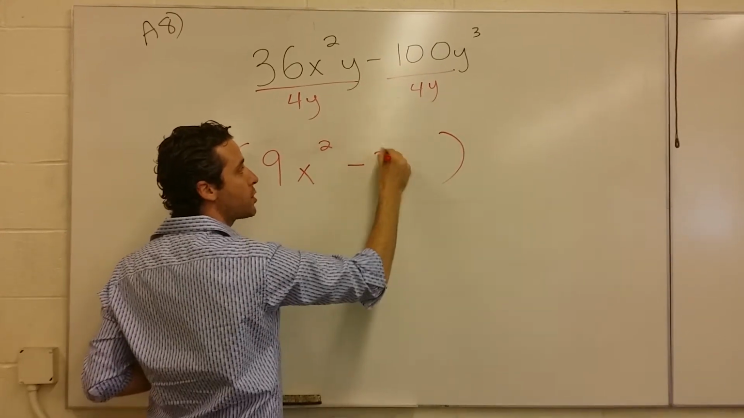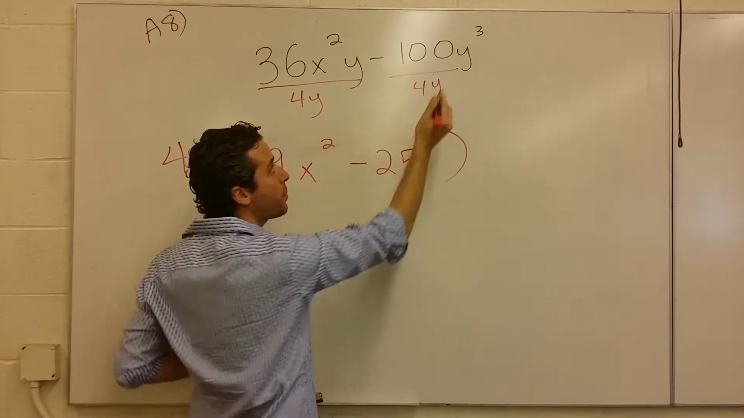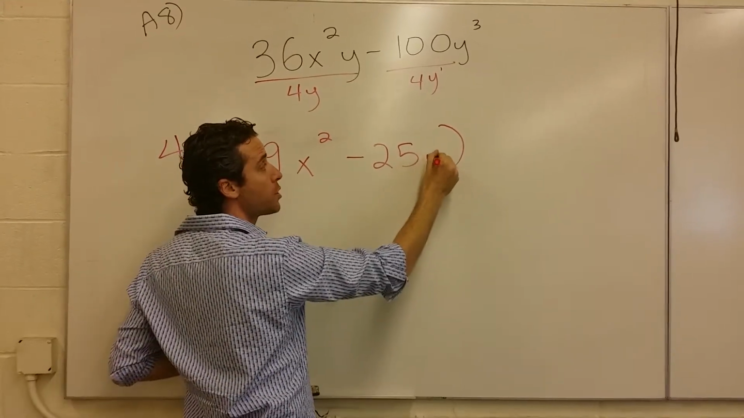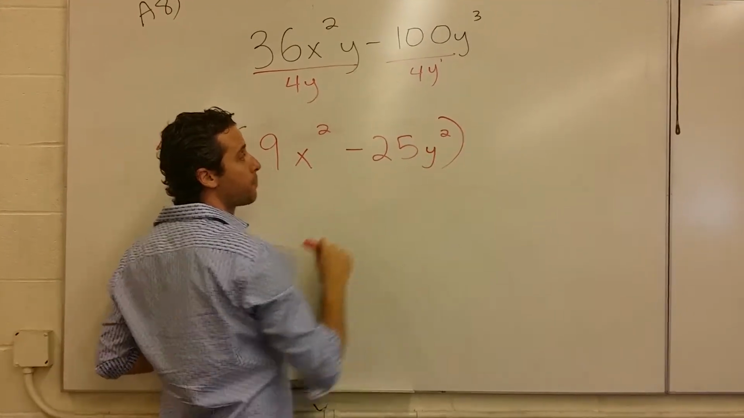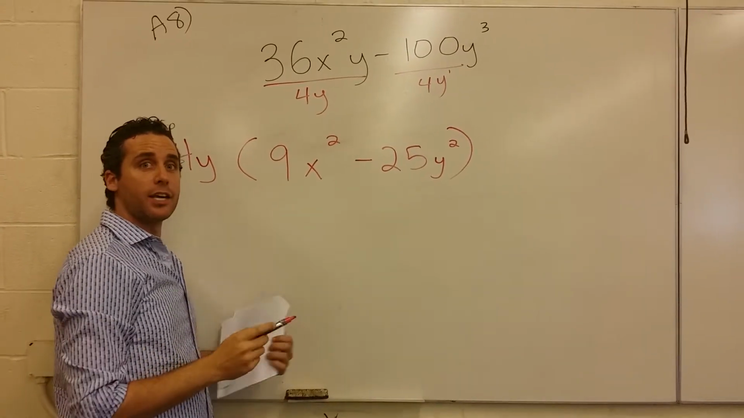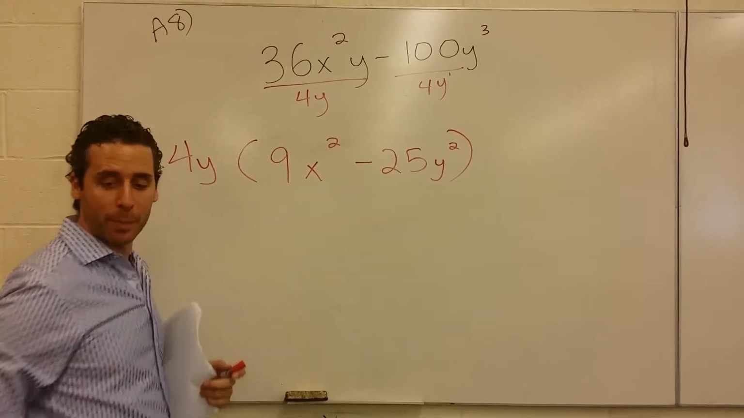100 divided by 4 is 25. And then we have 3 y's on top and 1 y on the bottom. It's really like a y to the 1 power. 3 minus 1 is 2. So that's going to be y squared. We're not done yet. This problem is factored, but it's not factored completely. So we're going to still need to factor this binomial into 2 additional binomials.